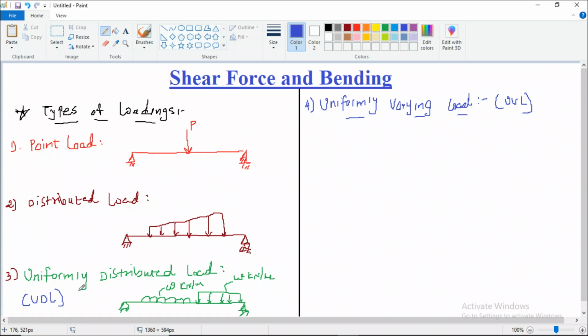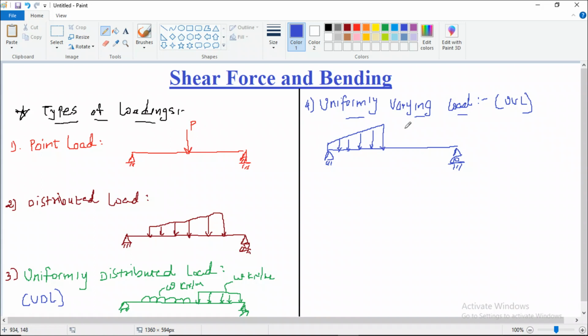So uniformly varying load is also a special type of distributed load in which intensity of load varies linearly. So in this, your intensity of load is going to vary linearly. So let us see how it looks visually. Taking the same simply supported beam example, it can be of different types. Let us say we can have a loading like this. So it is uniformly varying from one point to the other point, right?